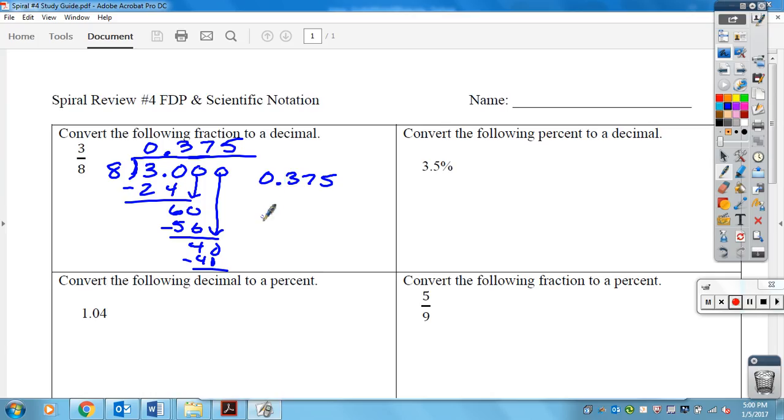Moving to the right, convert the following percent to a decimal. These are ones that you don't want to be lazy on. 3.5%, the decimal moves 1, 2 times. So 0.035 or again, tenths, hundredths, thousandths, 35 thousandths.